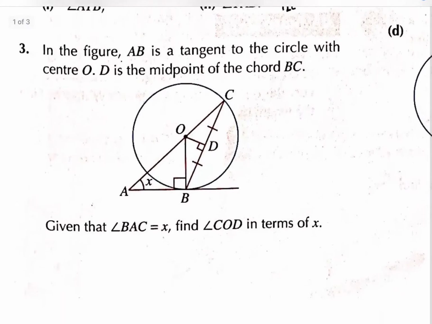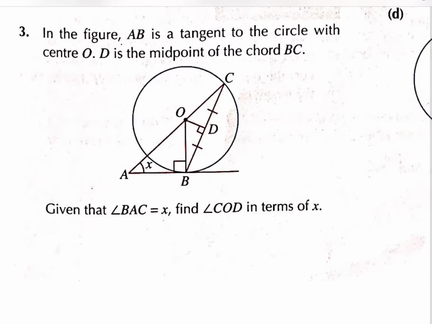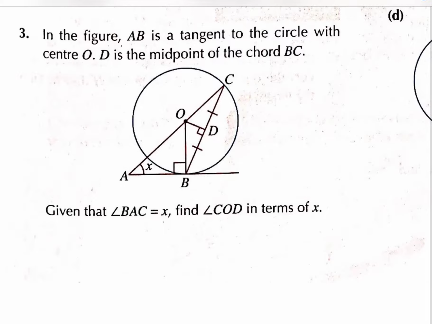What else? Let's solve number 3. In the figure, AB is a tangent to the circle with center O. D is the midpoint of the chord BC. Given that angle BAC is x, find the measure of angle COD in terms of x.